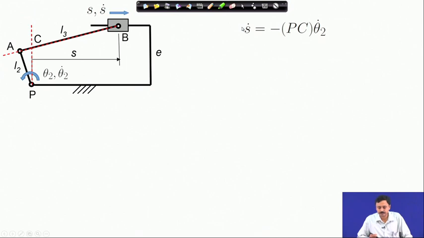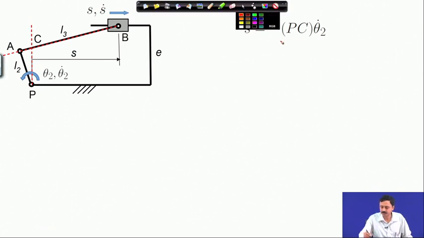So, what do we do? With the sign convention that I have taken, that theta 2 dot is counterclockwise positive, while S dot is positive to the right, I must write S dot is equal to minus the distance P c times theta 2 dot. This is the relation, this is what the point C stands for. The velocity at that point belonging to the link 2 is same as the velocity of the slider.